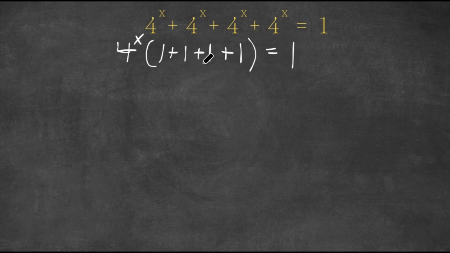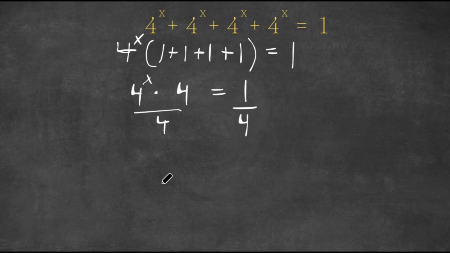Now I want to simplify what's in the parentheses. So 1 plus 1 plus 1 plus 1 is simply 4. So now I have 4 to the power of x times 4 is equal to 1. Now I'm going to go ahead and divide both sides by 4. So then these two would cancel out, and I would be left with 4 to the power of x is equal to 1 over 4.